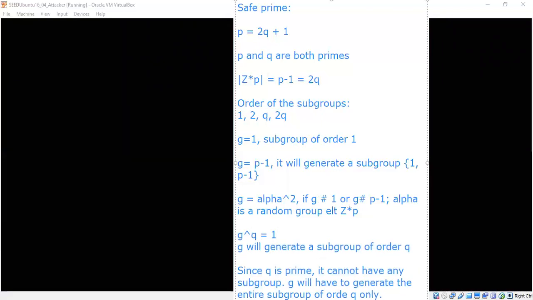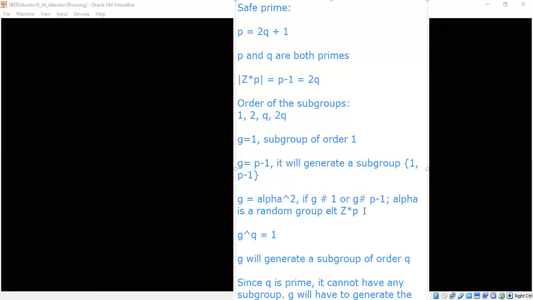Why do we say that? What is G? G is some alpha power 2, and then we raise that to power Q. Now, if you do the math, what is alpha? Alpha is just a random number. We don't know what it is. How can we rewrite this? Very simple. What is 2? 2 is actually P minus 1 by Q from this equation.